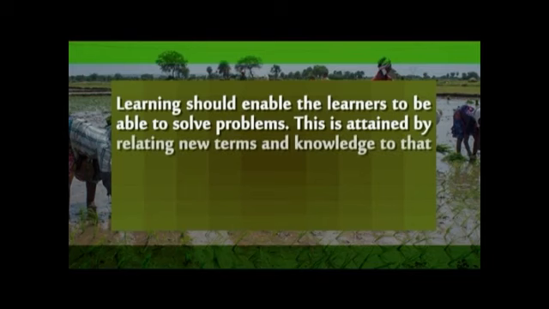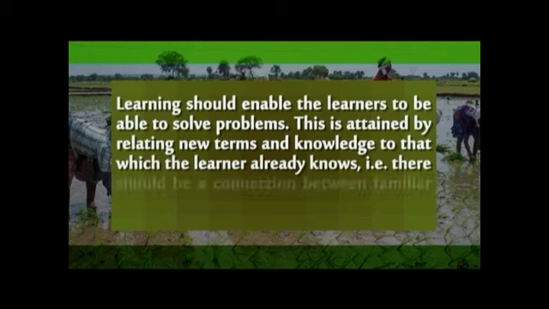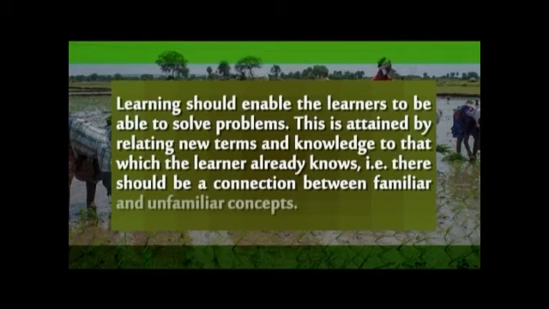Learning in extension is required to lay down the foundation for planning and executing extension outreach programs. Some of the basic characteristics are being discussed. Number 1, learning should enable the learners to be able to solve problems. This is attained by relating new terms and knowledge to that which the learners already know. That is, there should be a connection between familiar and unfamiliar concepts.